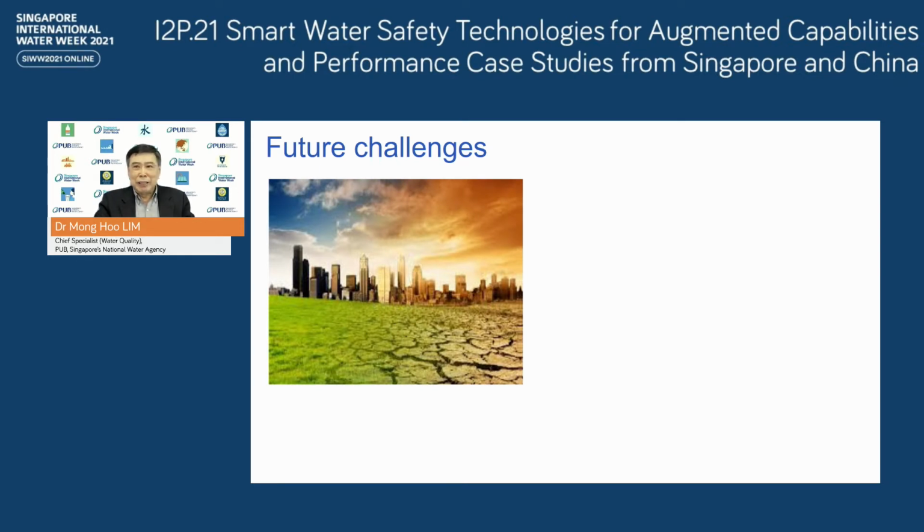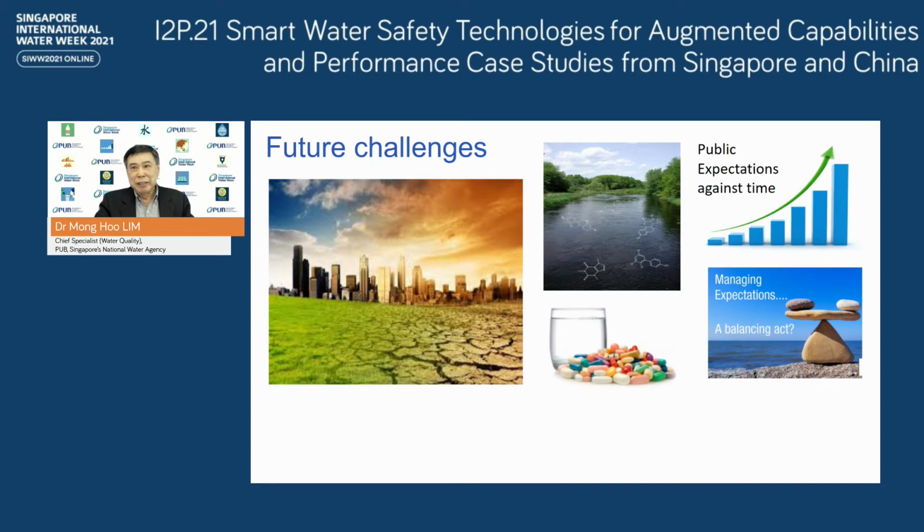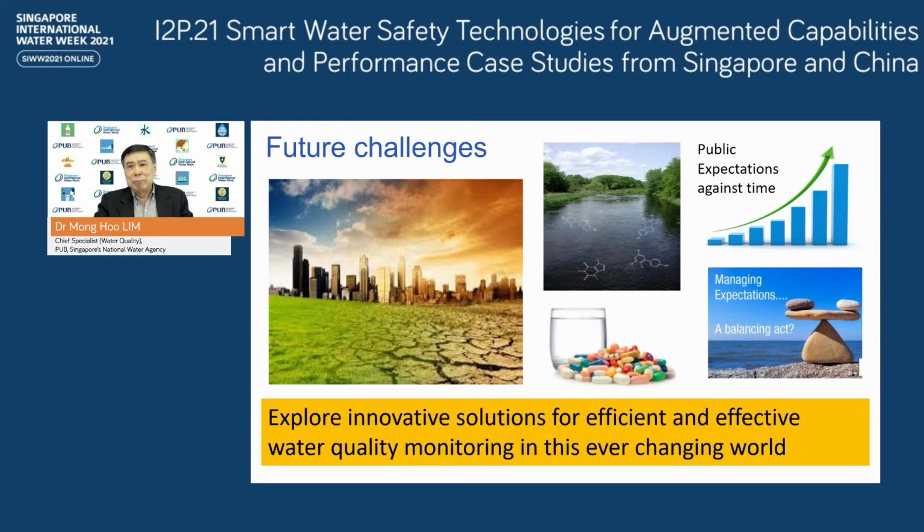I'm going to end my presentation with this slide on future challenges. The world is forever changing, and with climate change, new chemicals being developed and introduced to the water environment, and increasing public expectations, the landscape of water quality monitoring will inevitably become more complex. So we need to balance the public expectation and our resources for water quality monitoring, and we need to continue to explore innovative solutions for efficient and effective water quality monitoring.